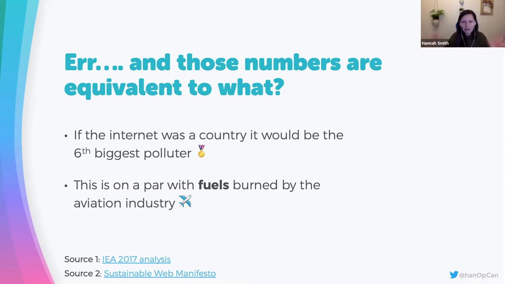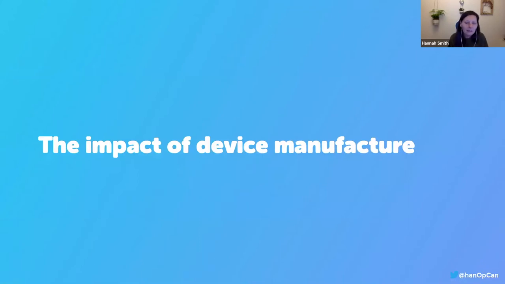Okay, so we've talked about a high level overview of the carbon emissions coming from digital. Let's drill down a little bit deeper. Let's have a look at the impact of device manufacture. What I mean by that is the actual carbon emissions and environmental impact from creating digital devices. Digital devices are things like your phone, or your laptop, or a television, or a games console, or even the servers that are running our digital tech. So I'm going to focus in on thinking about user devices, so phones, laptops, desktops, etc.